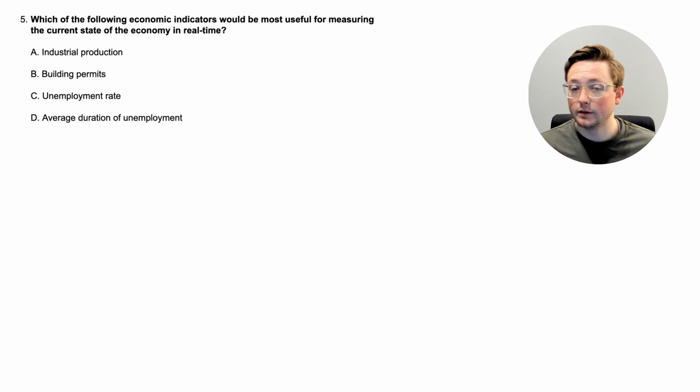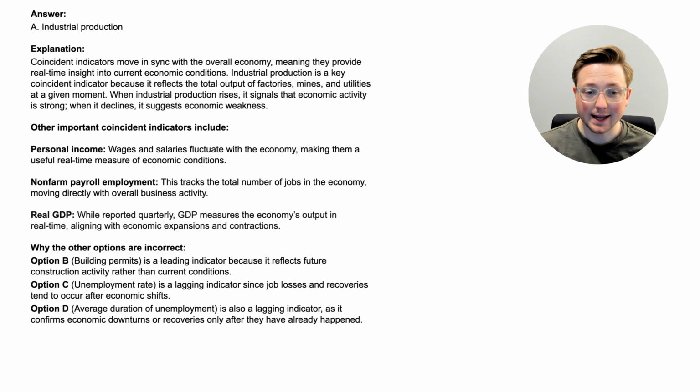Okay, so out of these, which one of them do you think is going to help you understand the current state of the economy? Not help you predict and not help you understand what already happened, but help you understand what is happening right now. So again, if you need to, pause the video, think through this, and when you're ready, come back, we'll look at the answer together. Okay, here we are. The answer is A, industrial production. Let's go through the explanation.